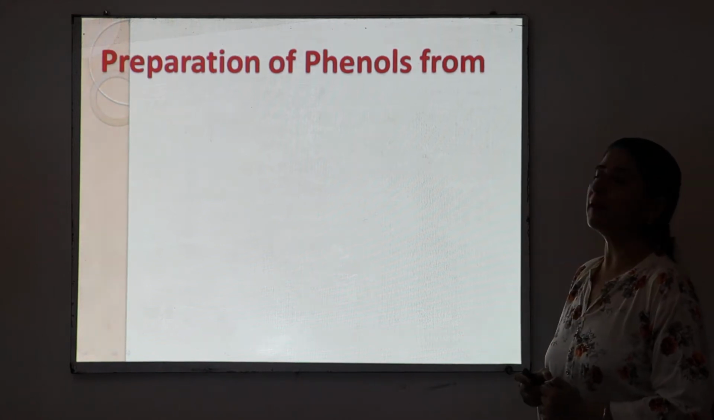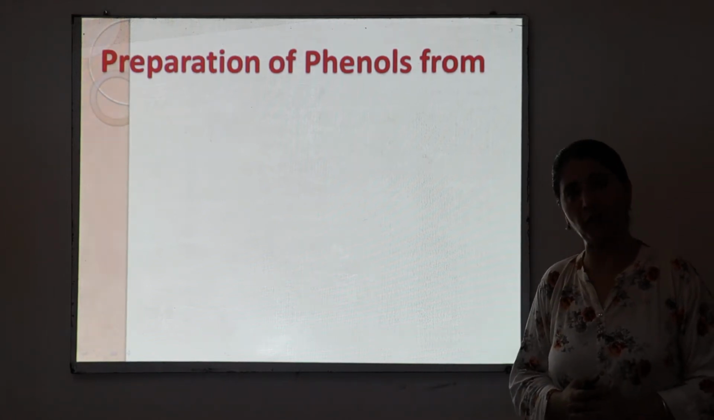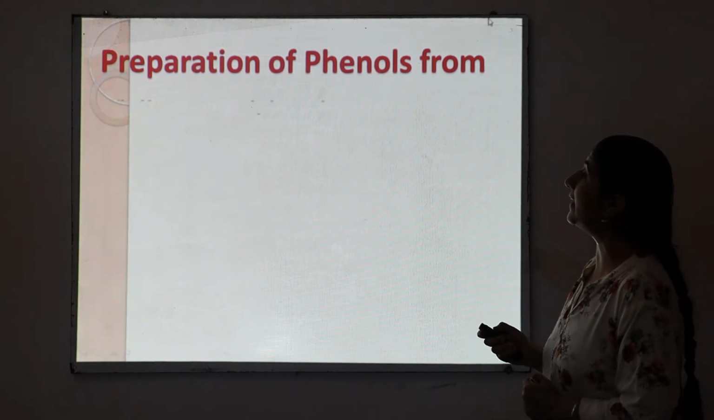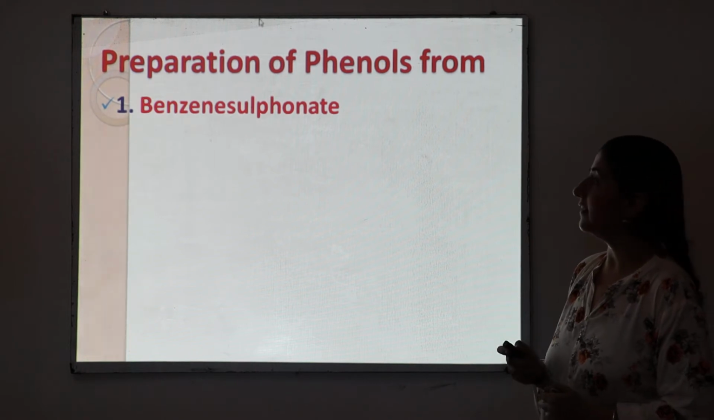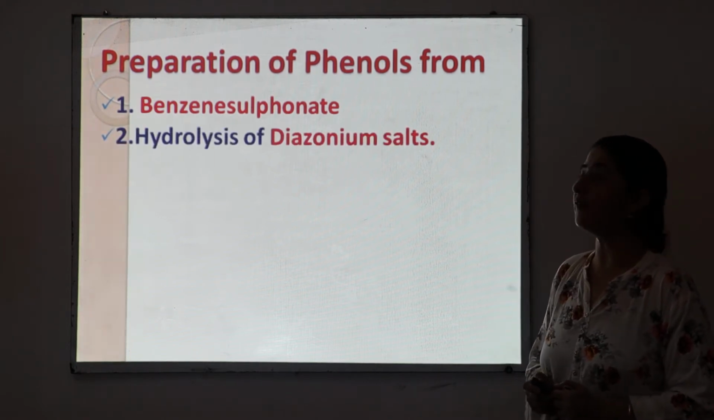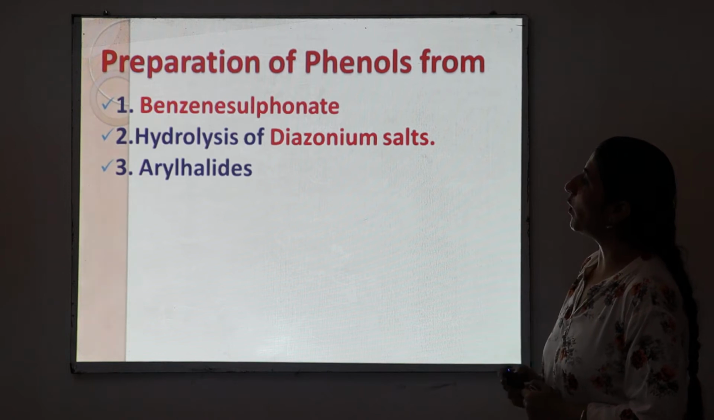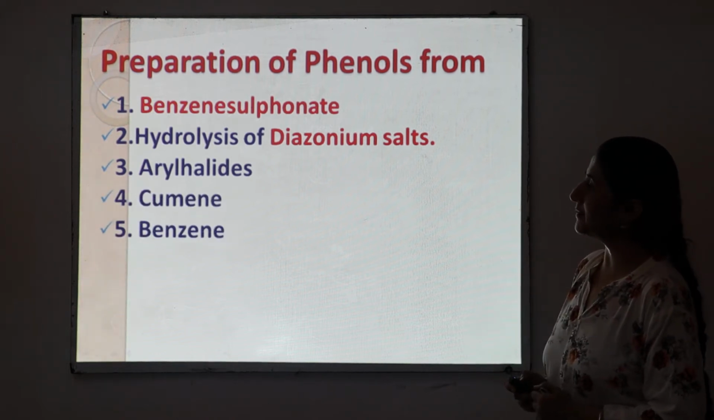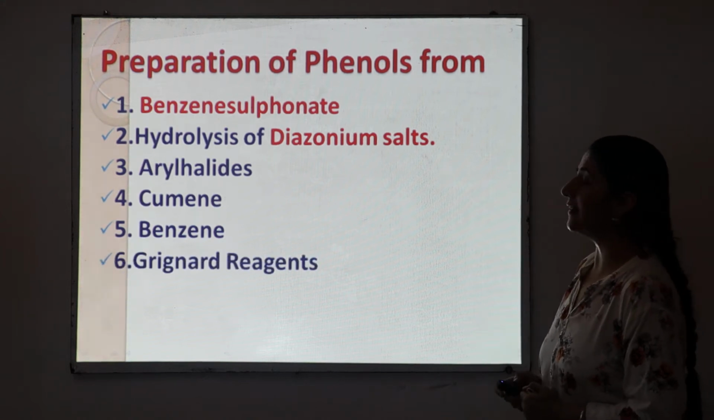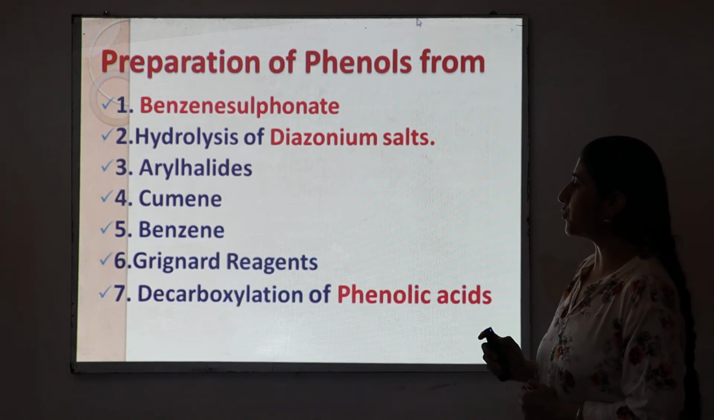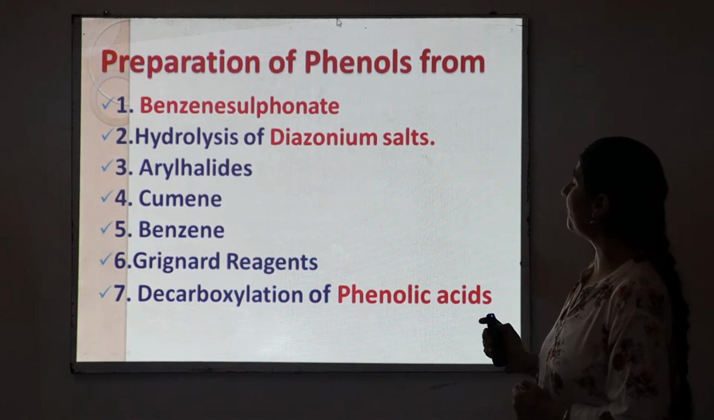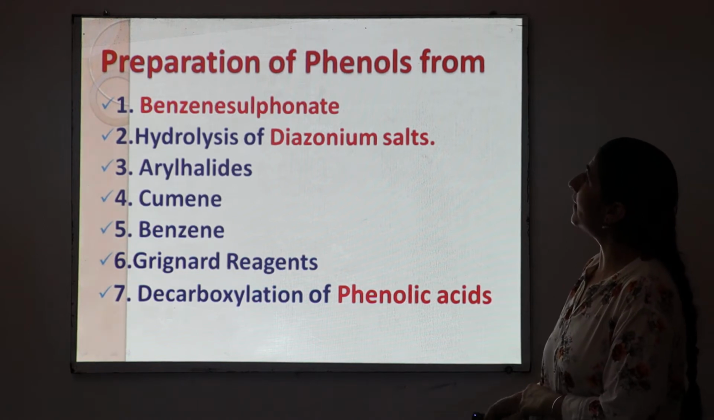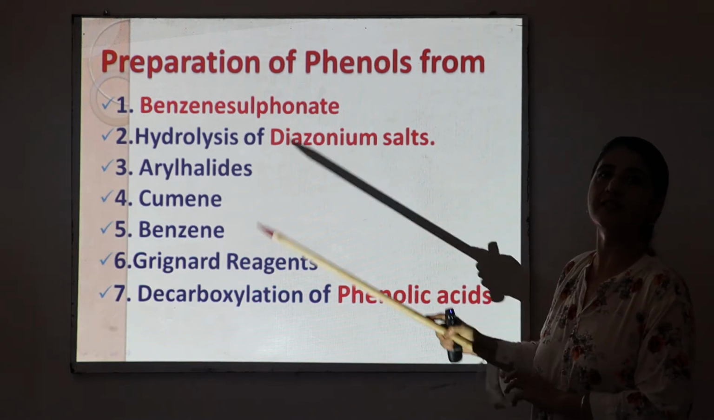The next topic is the different methods of preparation of phenols. Phenols are prepared from different reactants. Number one is benzene sulfonate. Second is hydrolysis of diazonium salt. Third is aryl halide. Fourth is cumene. Fifth is benzene. Sixth is Grignard reagent. And the last one is decarboxylation of phenolic acid. First we will start with how phenol is prepared from benzene sulfonate.